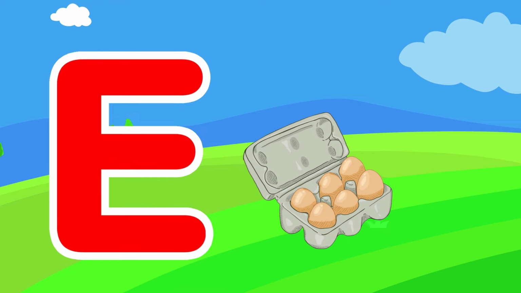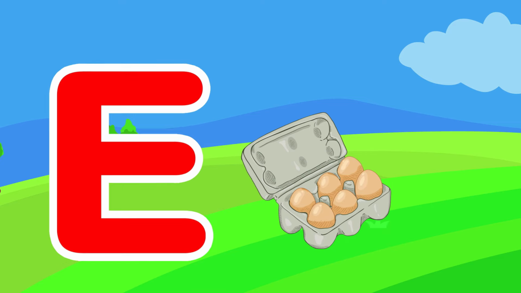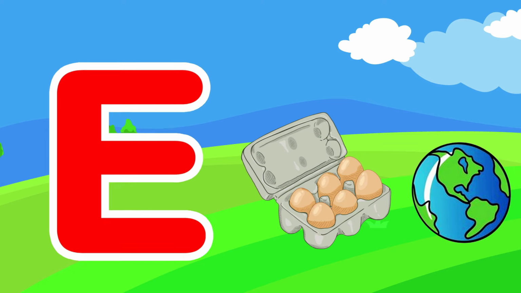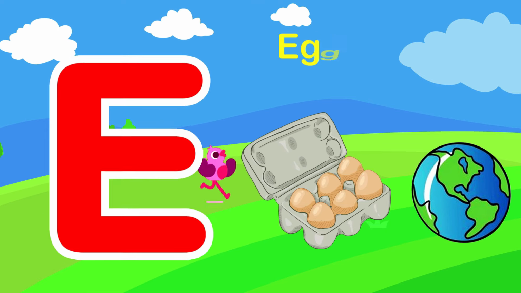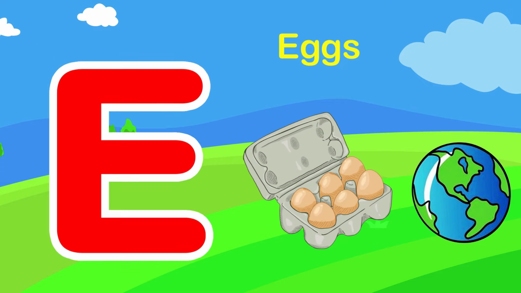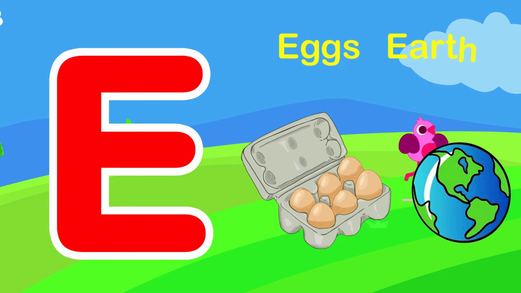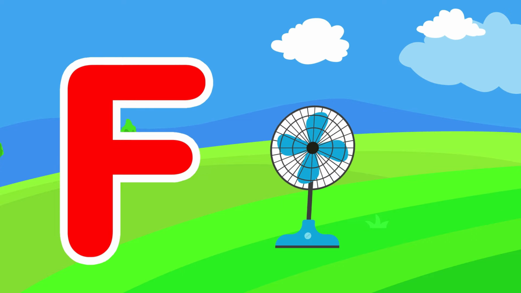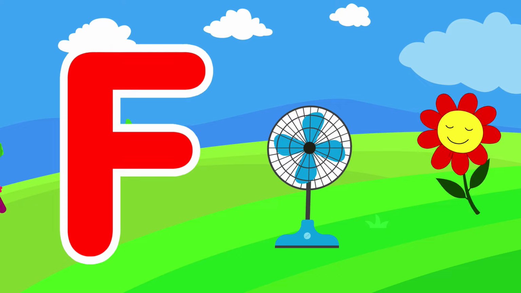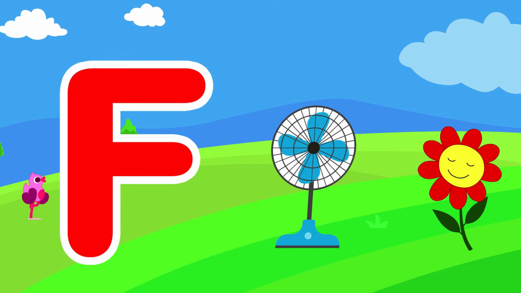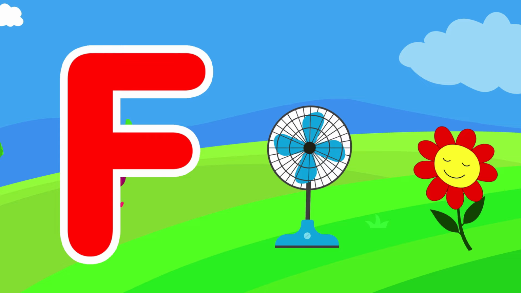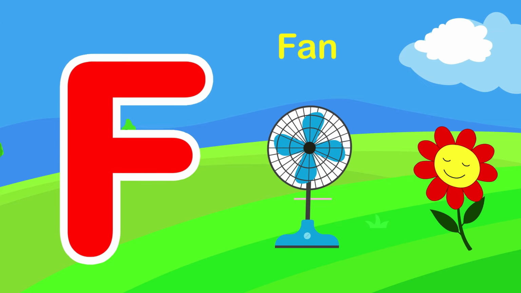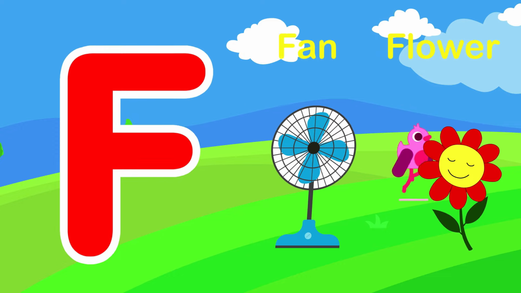E is for eggs, eh, eh, eggs. E is for earth. E is for a, a, a, a, eggs. E is for a, a, a, a, earth. F is for fan, f, f, fan. F is for flower, f, f, flower. F is for f, f, f, f, fan. F is for f, f, f, f, flower.